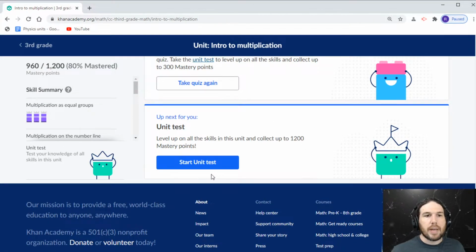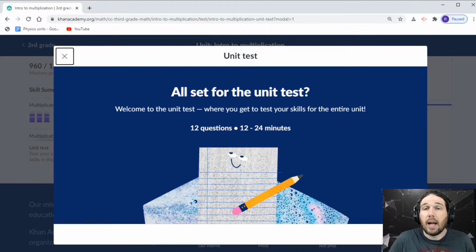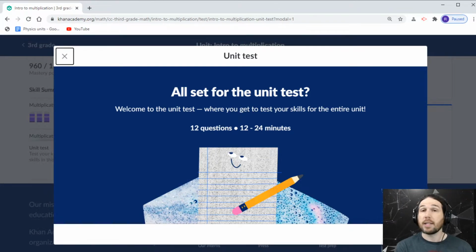All right, so now we are moving on to the Intro to Multiplication unit test. As usual for unit tests, instead of explaining my work, I will just pause for a moment, letting you pause the video if you wish, in order to figure out the answer by yourself, and then I will just give the answer and move on. So let's go.